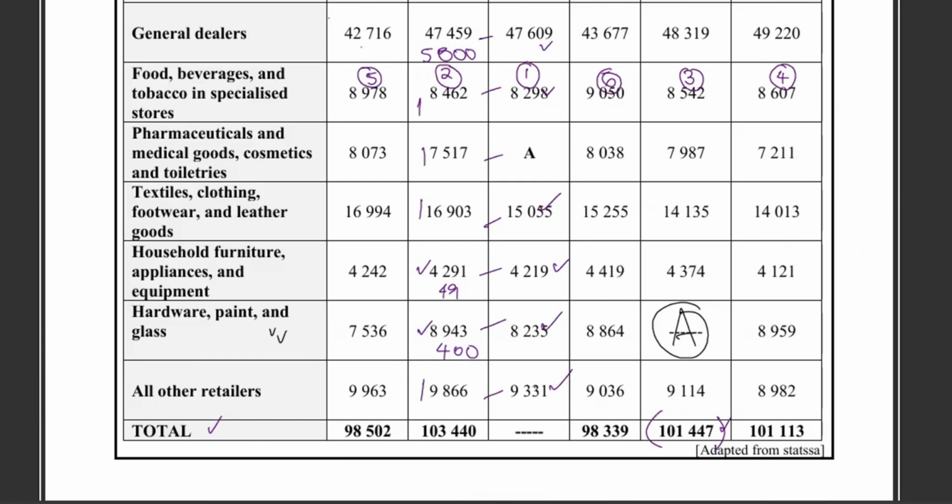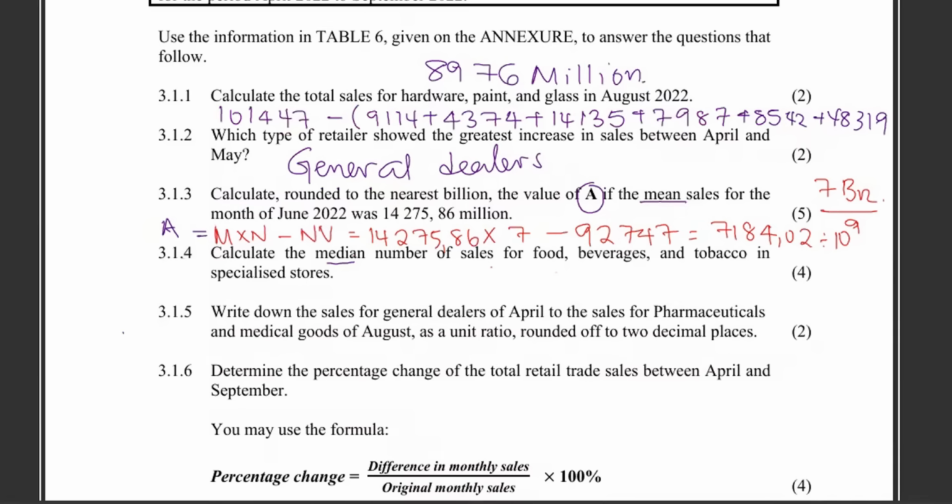So since there are 6 numbers, that means you're going to remain with 2 numbers in between, which is number 3 and number 4. These are the ones which are in the middle. But let me show you here. We said we are arranging them in ascending order, smallest to biggest.